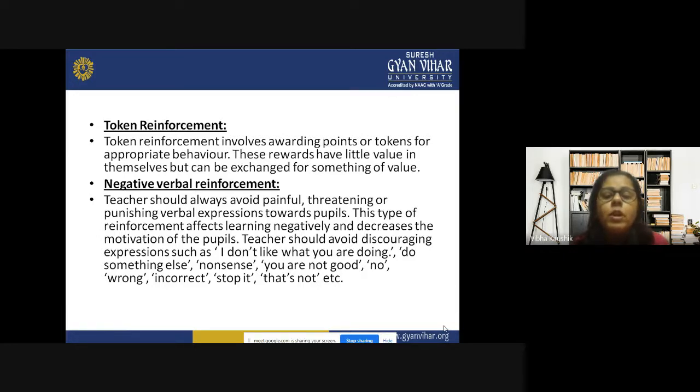Teachers should avoid discouraging expressions such as "I don't like what you are doing." The teacher should avoid using those sentences or those kinds of feedback to the students. "Do something else." "Nonsense." "You are not good." "No work." "Incorrect." "Stop it." "That's not accepted." These can be the different negative verbal reinforcements that the teacher can give to the learner.